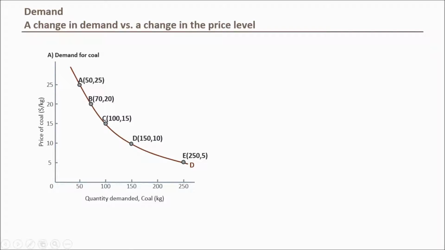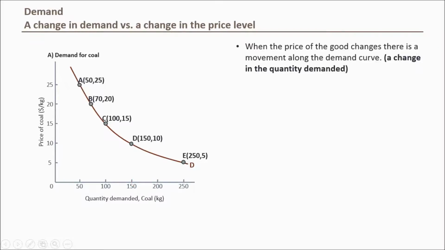Hello, in this video we will briefly cover how to illustrate a change in demand and what the difference is between a change in quantity demanded and a shift in demand. In figure A we have a single curve which illustrates the relationship between price and quantity demanded for coal. The curve shows us how much coal the market demands at different price levels.